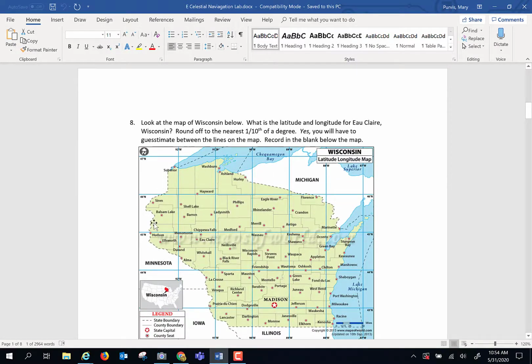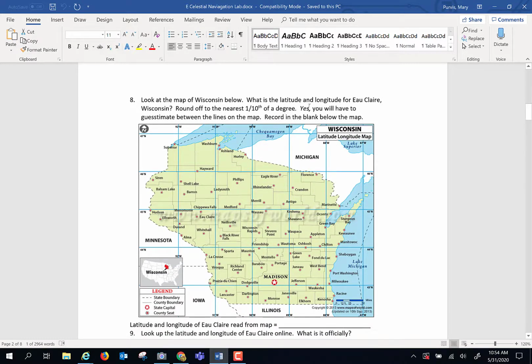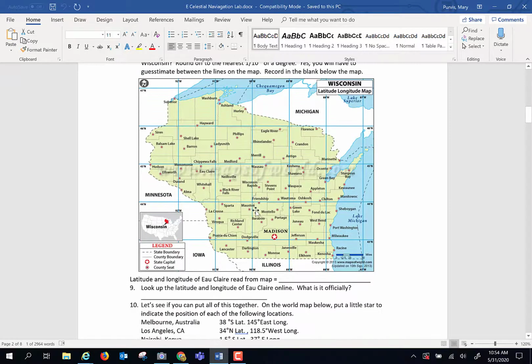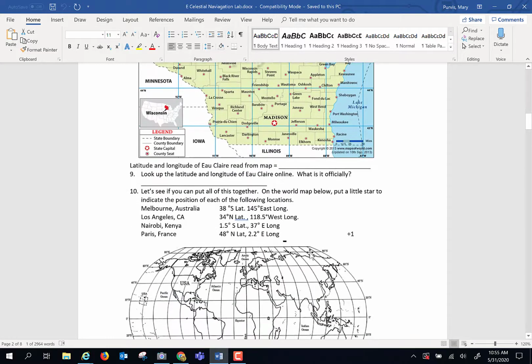I want you to read this map for latitude and longitude and find Eau Claire, Wisconsin, and see if you can read the latitude and longitude. After you're done, go online, find the official latitude and longitude of Eau Claire, and see how close you were. Then on this map down below, just using latitude and longitude, can you find these locations?